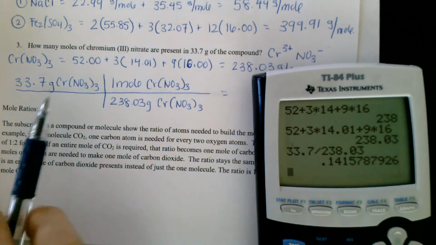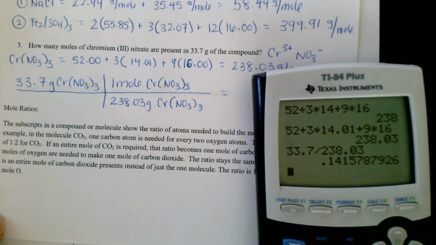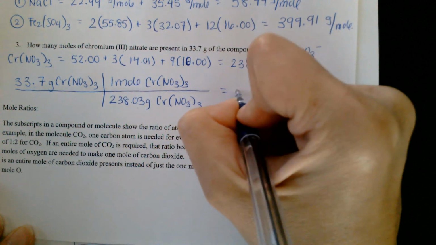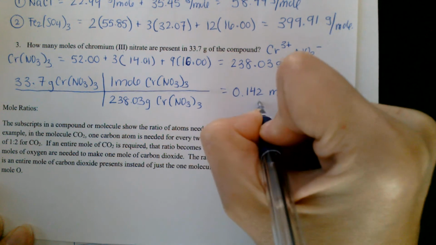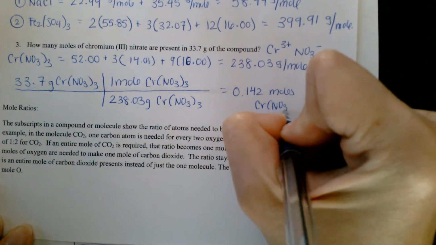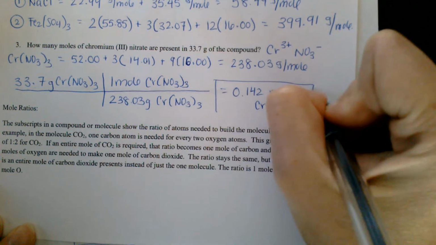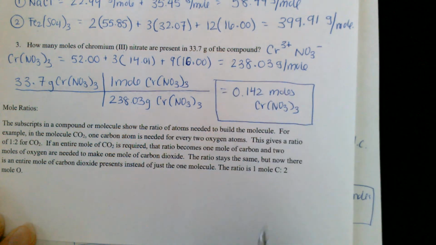So it gives us 0.14157. If we look, we had 3 sig figs here, so we're going to round this to 3 sig figs, 0.142. So that's how many moles of chromium nitrate we have.